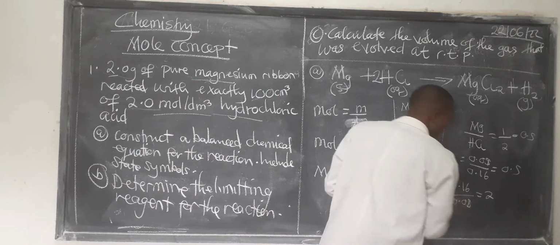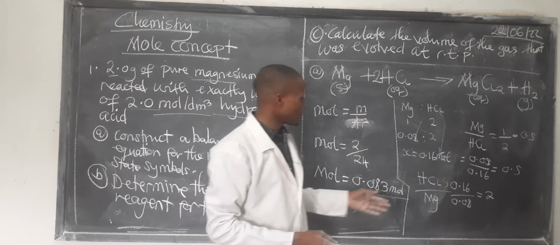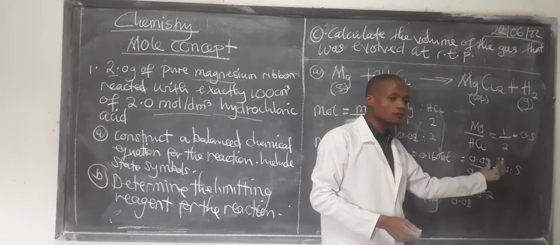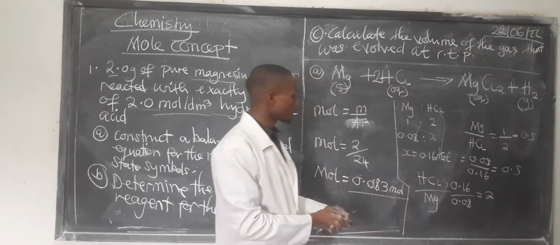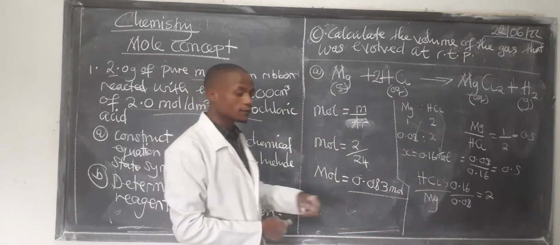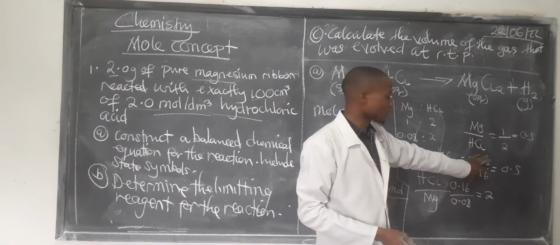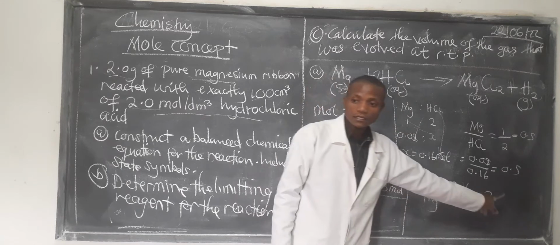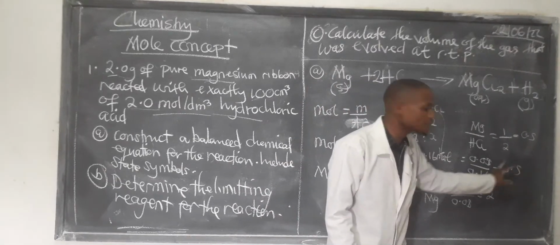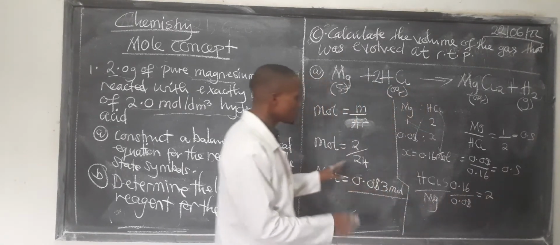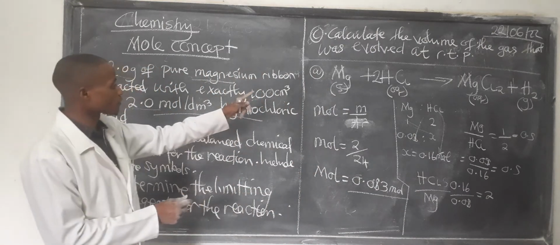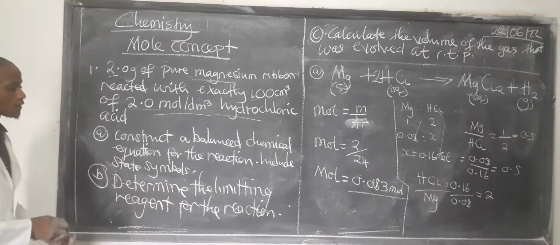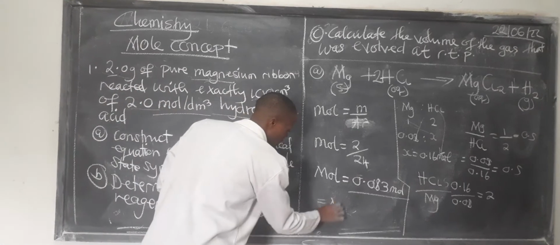If you check which one is smaller, between the one for hydrochloric acid or the one for magnesium, which one is smaller? The one for magnesium, is it? Yes. Magnesium is 0.5. The one for hydrochloric acid is 2. So the one which is smaller is the limiting reagent. Therefore, the limiting reagent in this chemical equation is magnesium. You see that, right? Yes. So the limiting reagent is magnesium.